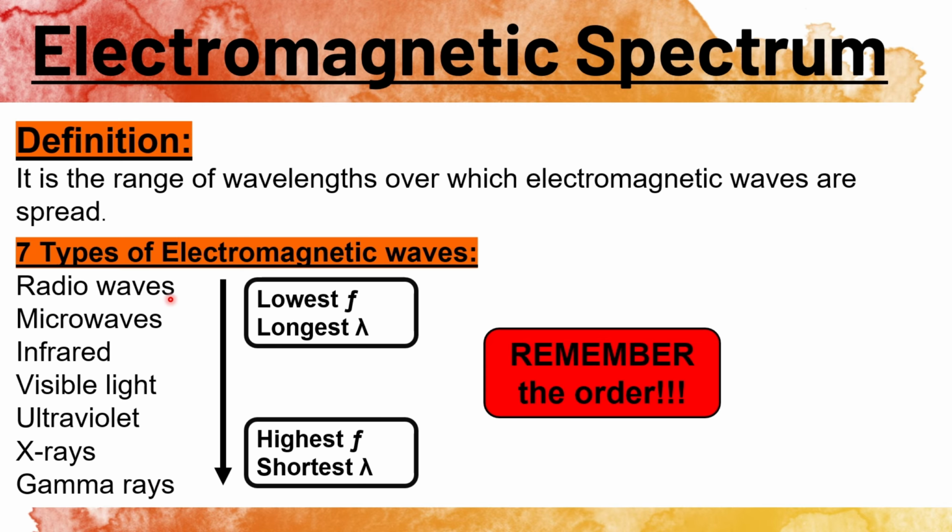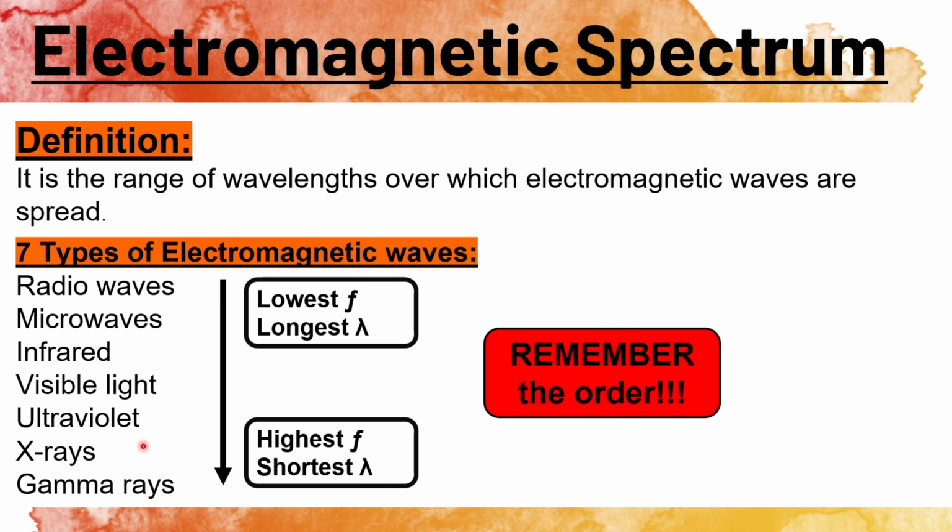Radio waves have the lowest frequency, which means the waves are very spread out, and therefore they have the longest wavelength. While gamma rays have the highest frequency, which means the waves are very close to one another, and therefore they have the shortest wavelength. It's very, very important to remember this order and always pay attention to what they are asking.